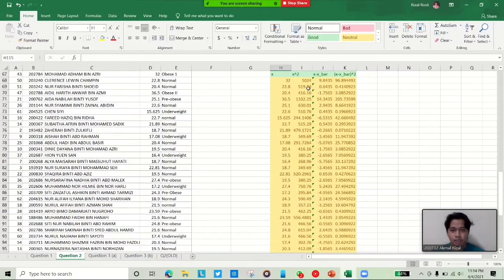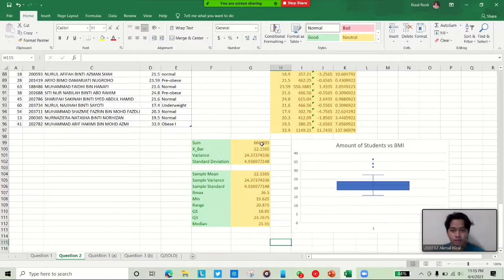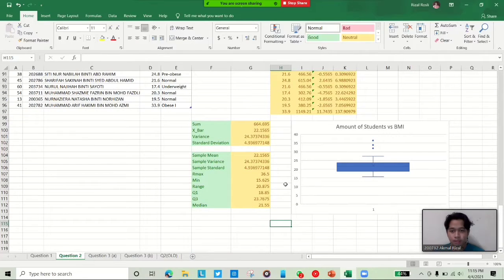So this is all the data, the x square here and here. Okay, so this is the latest data for it, which is the sum, x bar, variance, standard deviation, as you can see here. And also for the graph, it's actually accurate.